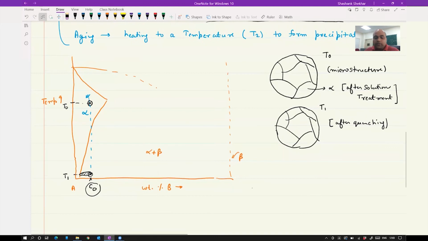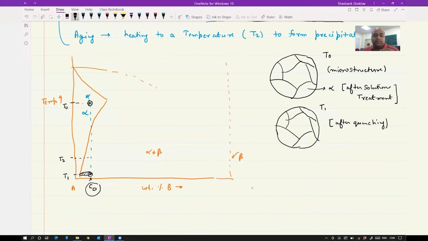Okay, now if I leave the sample at room temperature and give a sufficient amount of time, like years, what will happen? These B atoms will come out and form beta phase. But since we want to do everything faster, and if we are working in industry, we cannot give years to form some precipitates. So what we do, we heat it to a slightly higher temperature, say T2. Let me draw T2 here. So this is your T2. Okay, so suppose we are heating to this particular temperature T2.